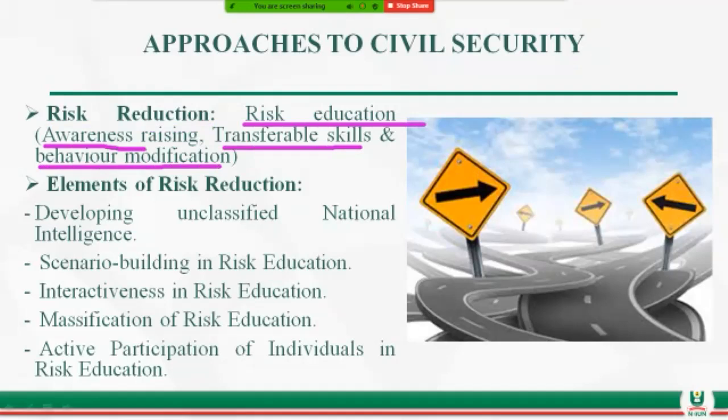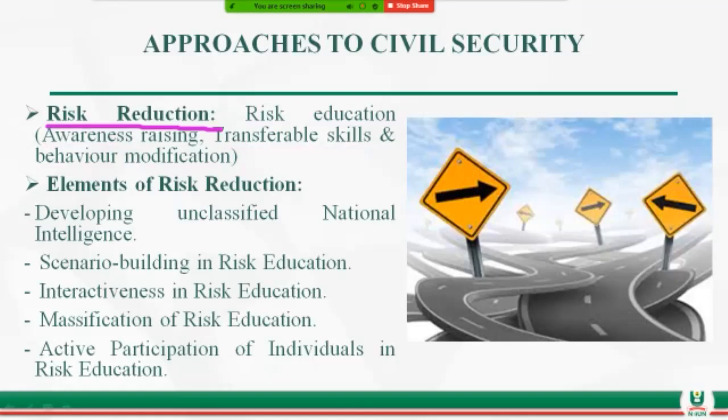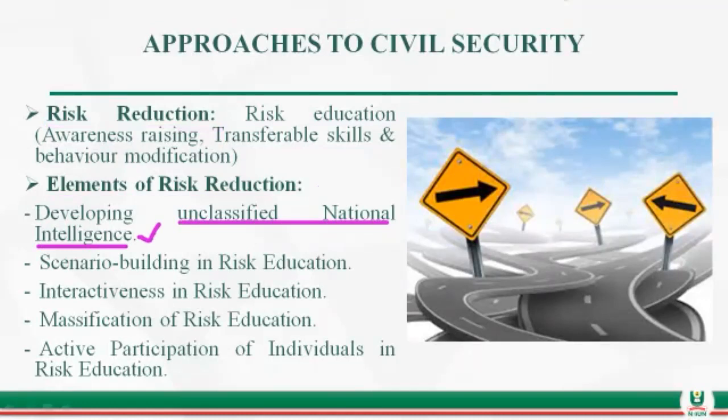Now, another approach is the elements of... Okay. Sorry, this is not an approach. The elements of risk reduction. Risk reduction is the approach itself. Now we are looking at the elements of risk reduction. The first one is developing unclassified national intelligence. All right. In order to reduce risk, there must be an unclassified national intelligence unit where basic information about potential risk are being gotten in order to avert any type of potential risk.